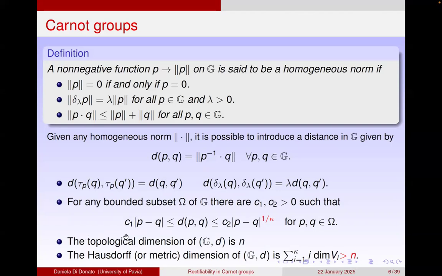So in particular, the topological dimension of G is equal to n, but the metric dimension is larger than n. In particular, it is equal to the sum for i from 1 to k of i times the dimension of the layer Vi. This number is called the homogeneous dimension, and in general it is larger than n.